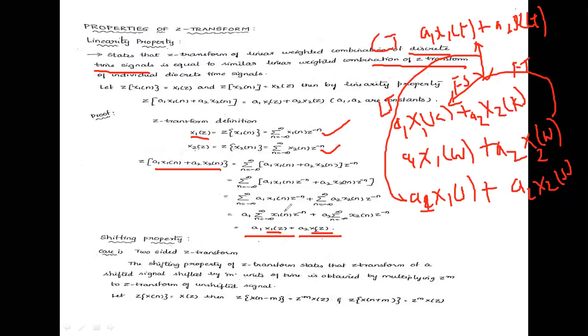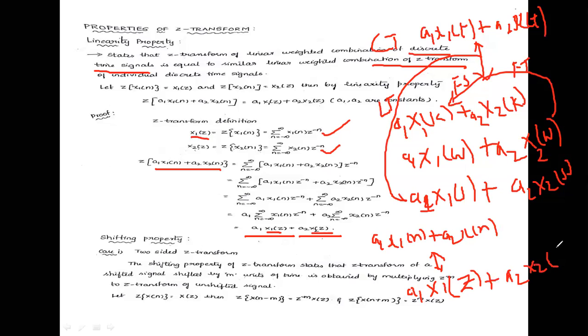But the Z transformation is for discrete, digital analysis of discrete time signals. So now it becomes a1 x1 of n plus a2 x2 of n. So, discrete time signals. What is the Z transformation now? a1 X1 of z plus a2 X2 of z. The procedure is the same.